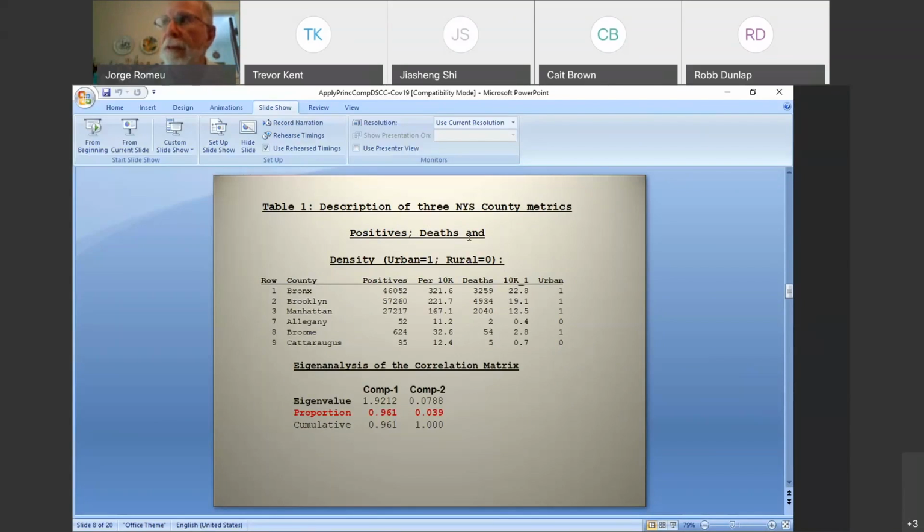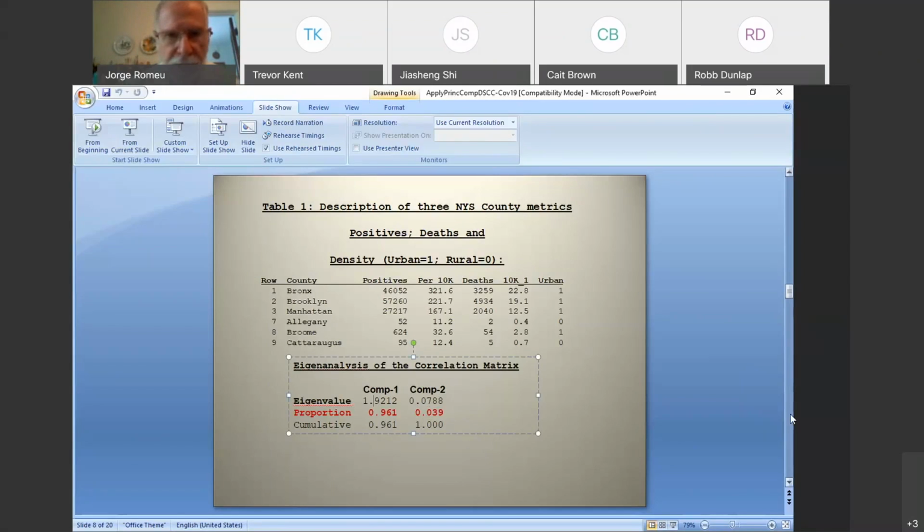We performed a principal components analysis. You could also do a factor analysis, and this could lead to similar results. We had so many variables that we concentrated them into two variables: component number one and component number two. Component number one explained 96% of the problem, so you can even just leave it there. Component number two explained approximately 4%.